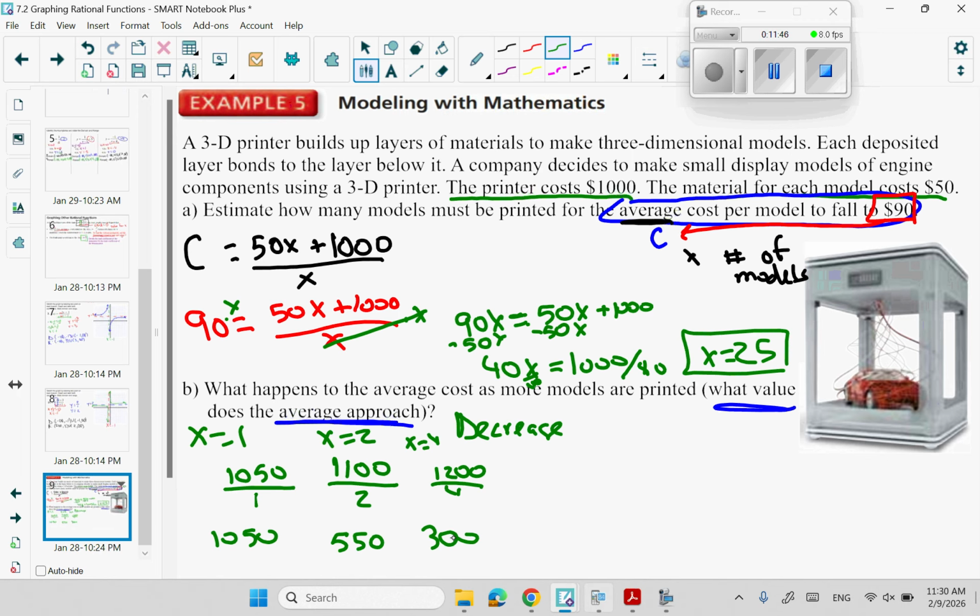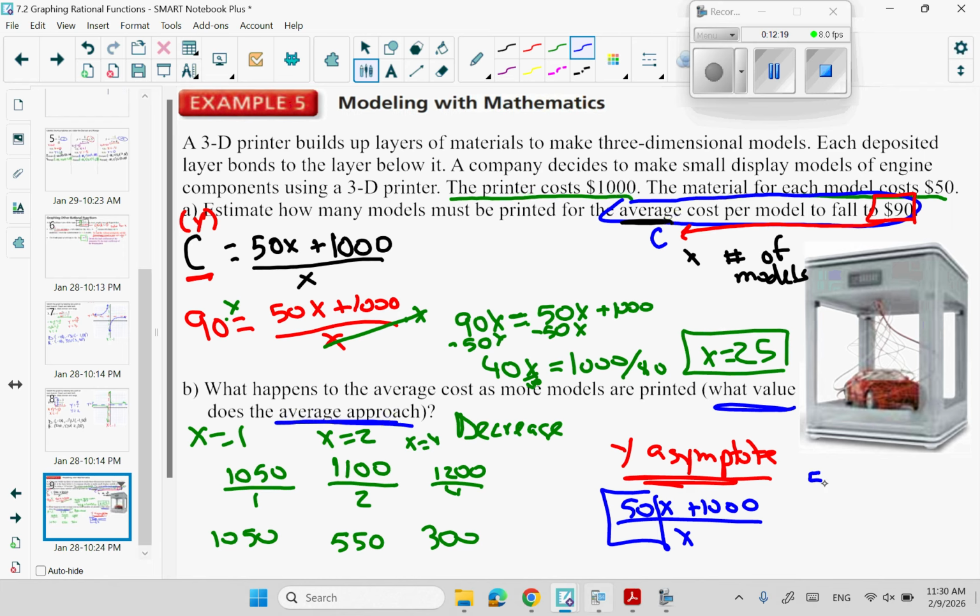Well, I can use a concept we literally just talked about. Because if I were to graph this, we can all see that the C is kind of like the Y value. This average cost is kind of like the Y value. So functionally, if I can figure out my Y asymptote, I can figure out what value this would approach. Well, the Y asymptote would be 50 divided by 1. So the price approaches $50.